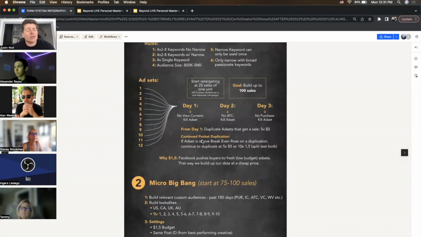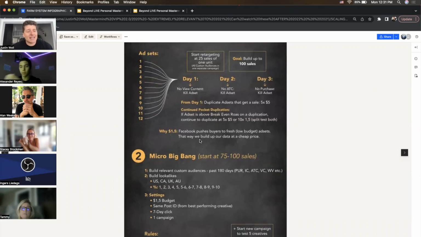Now, with that being said, ladies and gents, the goal is 100 sales. Okay, the goal is 100 sales because guess what happens at Micro Big Bang? This is when everything changes, okay? And for my guys who are rocking and rolling or at this level, you know exactly what I'm talking about. At Micro Big Bang, this is when it turns from just, oh my God, it's doing well, but it's giving me a headache, to it becoming a consistent asset, right?